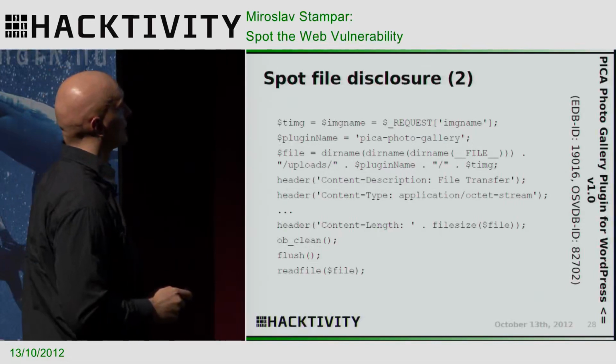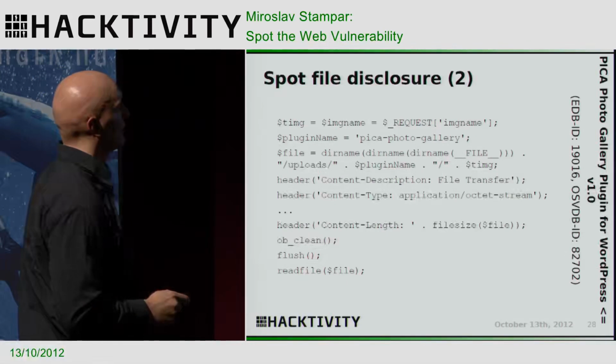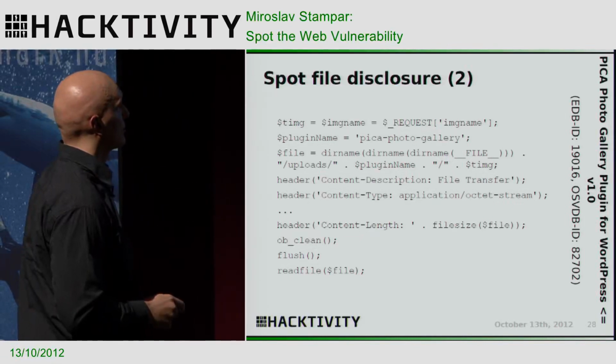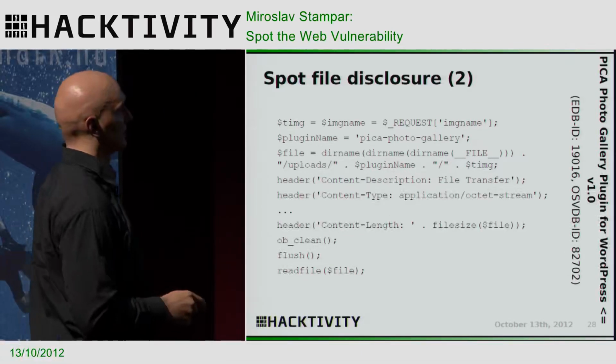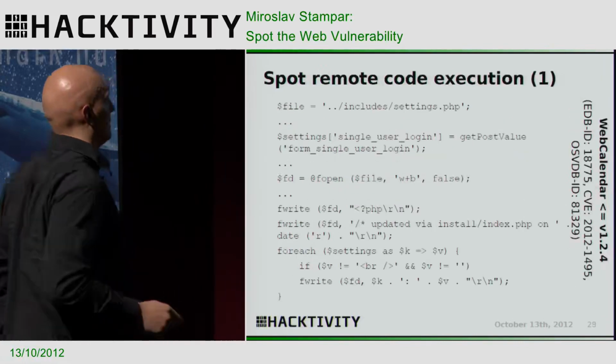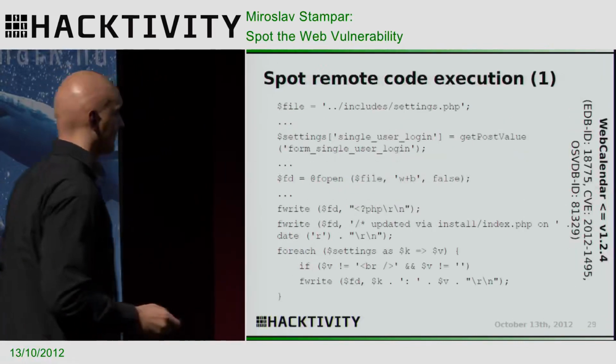The request parameter value, which could be GET or POST, called image name, is just appended to some predefined directory name. And that same file is read here and displayed as the result of that same web page request. Remote code execution.